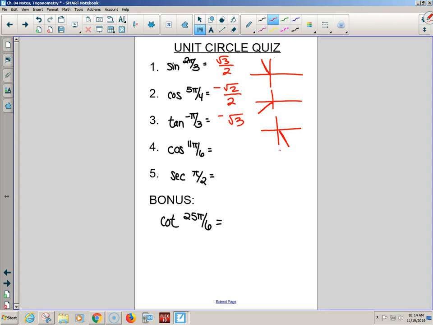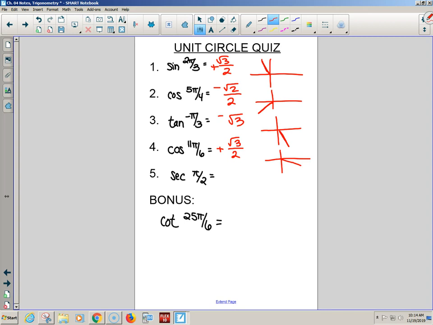11 pi over 6, what quadrant was that guy? 4. Yeah, it was 1/6 away from that 6/12 pi, right? Cosine in the first quadrant is a positive, so I'm not showing it obviously, but it was a positive. And 1, 2, 3, 3, 2, 1, 3. Square root of 3 over 2.